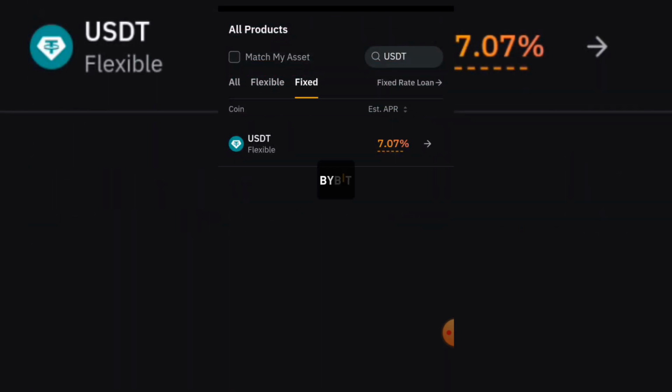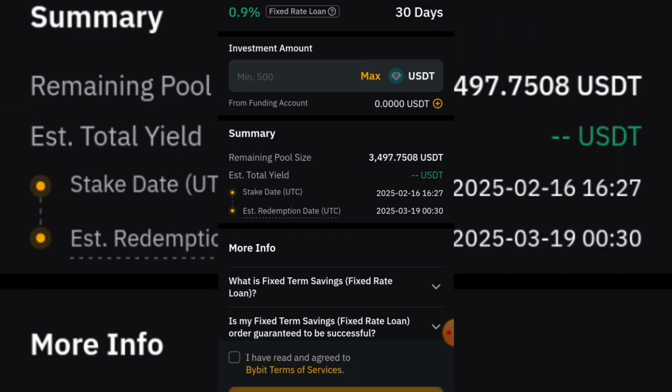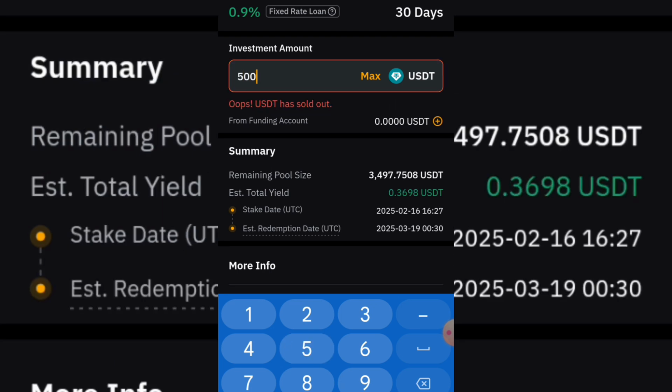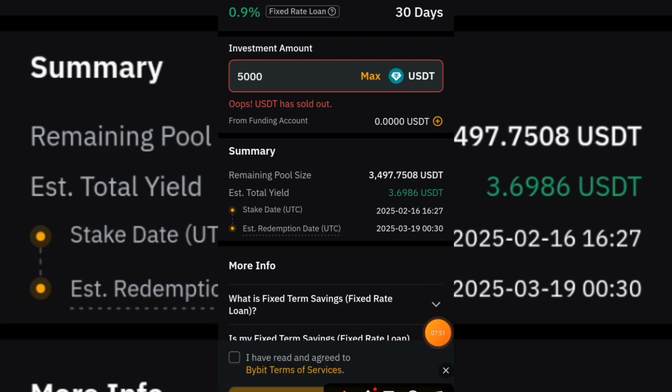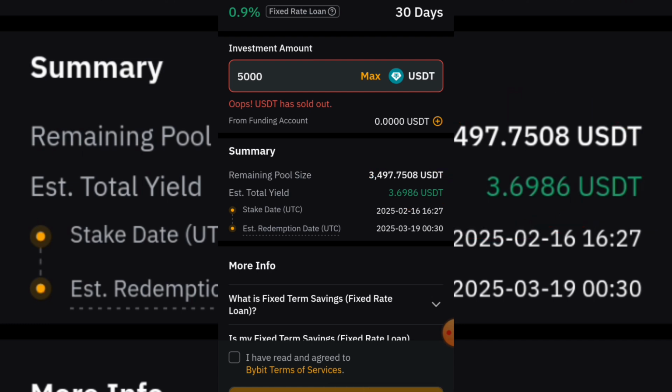And when you put it on fixed too, we have to click on it. When you put, like, this one, the minimum is 500 USD. So let's say we invest 5,000, that means at the end of the 30 days, this is how much you will make. That's $3.6, which means the other one is better than choosing this first term.